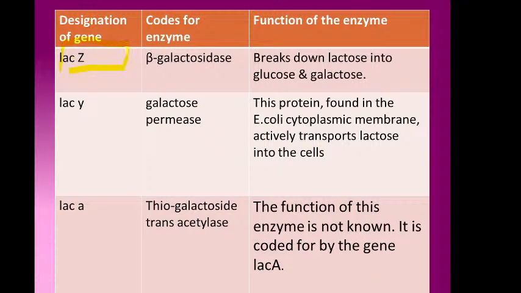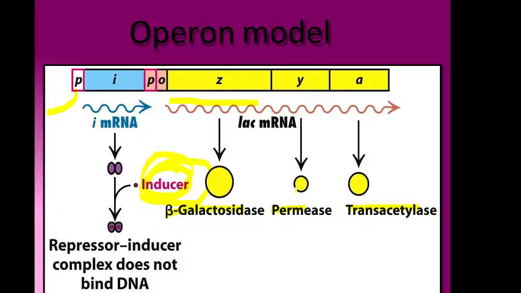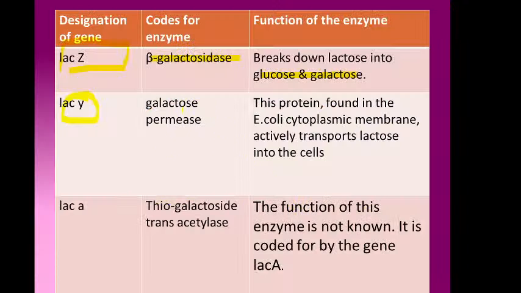Lac Z codes for the enzyme beta-galactosidase. What is the function of this beta-galactosidase? It breaks down lactose into glucose and galactose. So with the help of one enzyme, beta-galactosidase, lactose will be broken down into glucose and galactose. Then we have lac Y. This lac Y gives the enzyme permease, a protein found in the E. coli membrane that actively transports lactose into the cells.